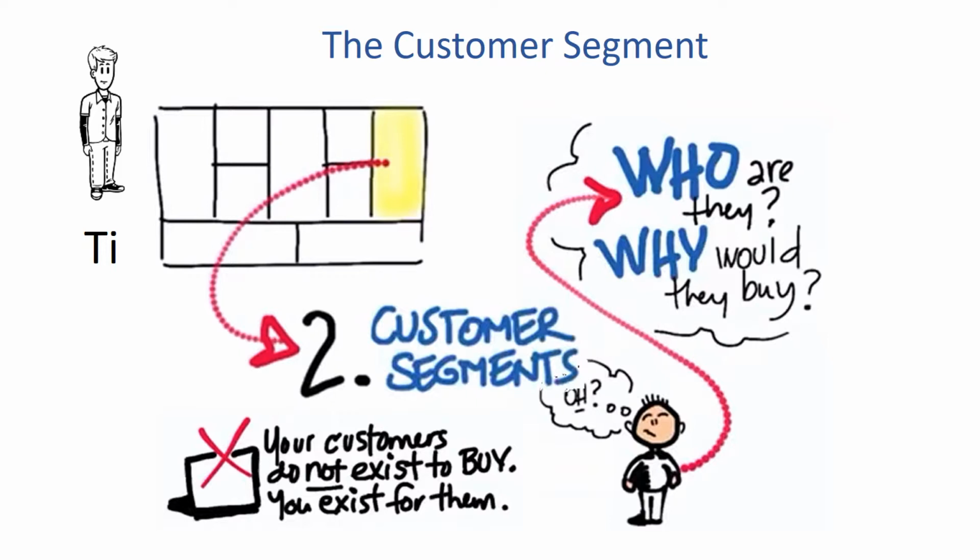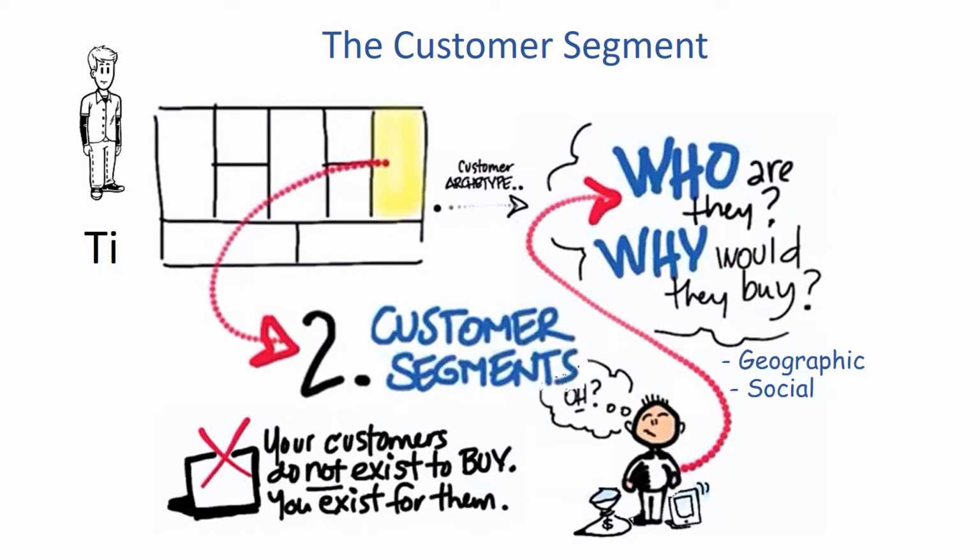And so one of the things you really need to understand is who are they and why are they going to buy from you? And one of the goals of customer segments is trying to understand the archetype or the persona or maybe just the details of who these people are in specific detail. You want to know where they live, what do they do, what's their age, are they in urban areas or are they married, etc.